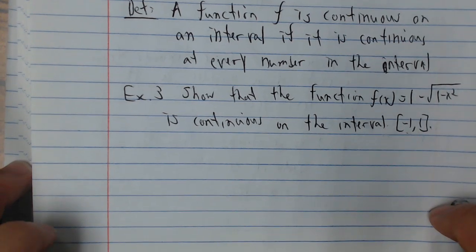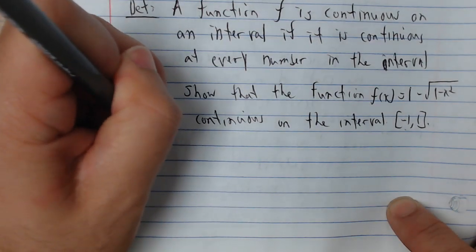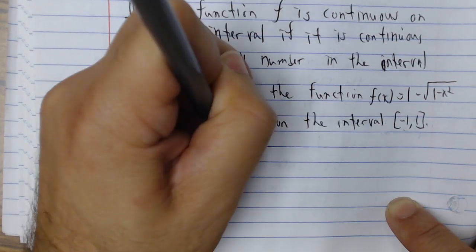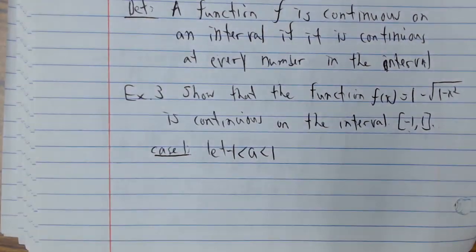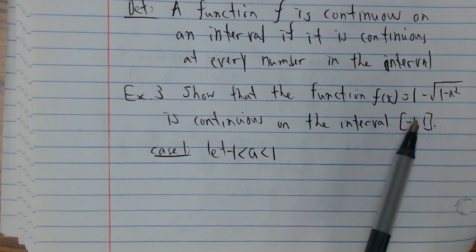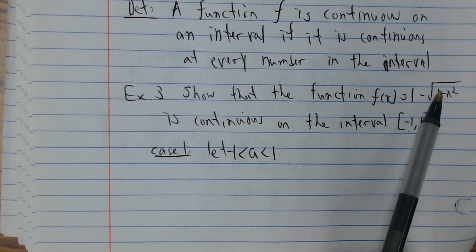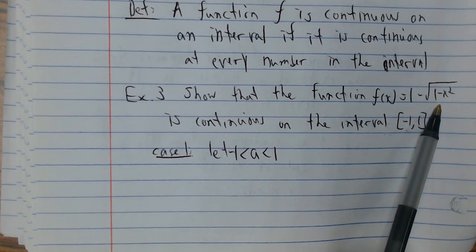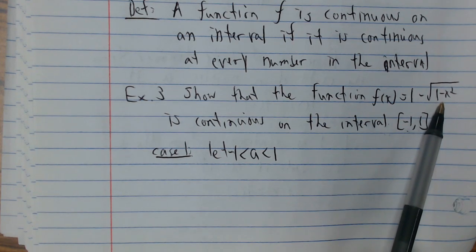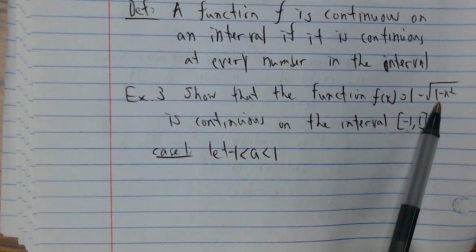So here's what we're going to do. For case 1, we're going to say let a be a number between -1 and 1. And what's the problem we know we're going to have? I know that as long as the number inside of the square root is positive, I can get an output. But if it's negative inside, then we run into a problem.